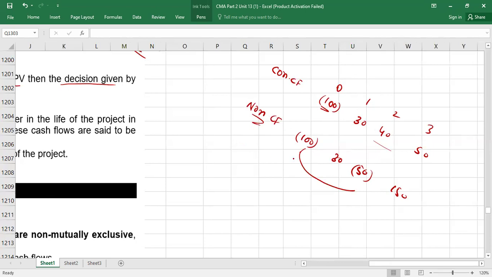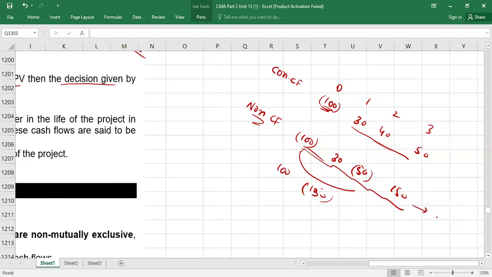This is also non-conventional. For example, if first I'm receiving an inflow and then I'm investing, let's assume I'm showing an outflow of 150. So this is also non-conventional. Please remember the difference. Conventional cash flow means you have an initial investment followed by a series of cash inflows. But non-conventional cash flows means the cash flows change signs over the project, something positive, something negative. So this is called non-conventional.